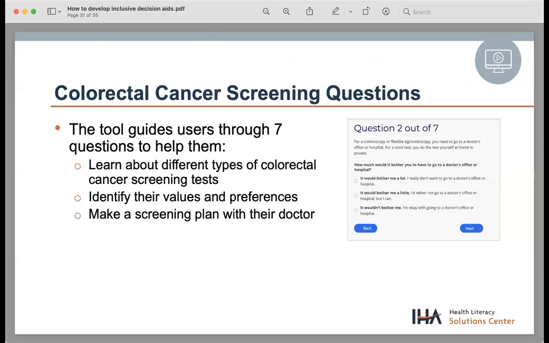So the tool guides users through 7 questions. We have an example of one of those questions here on the right. And this series of questions helps users learn a little bit more about the different types of screening tests that are available for colorectal cancer. It prompts them to think about and identify their values and their preferences as they're related to which type of test to get, and then use this information to make a screening plan with their doctor or their care team based on their results and based on their preferences.